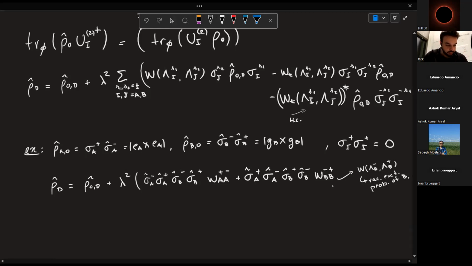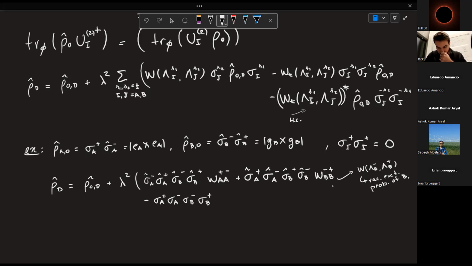The other diagonal term that we get is basically the one that has to be there because the density operators always have trace 1. If you compute the trace of this, the initial state for the detector has trace 1. Then I have a lambda squared, these two terms. So now I'm going to subtract these two terms.